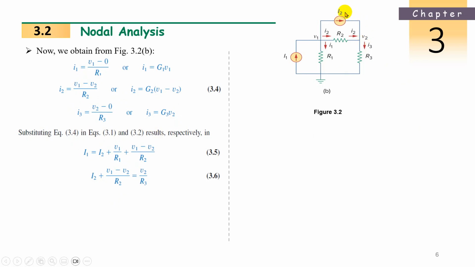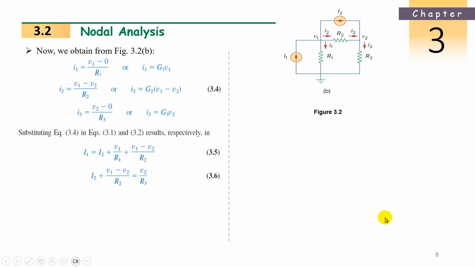Now for the second node, currents entering are I2 and small I2. Current leaving is I3. So I2 plus small I2, where small I2 is V1 minus V2 by R2, is equal to I3. What is I3? V2 by R3. Now rearrange this equation in terms of V1 and V2. V3 is not there, only V1 and V2.